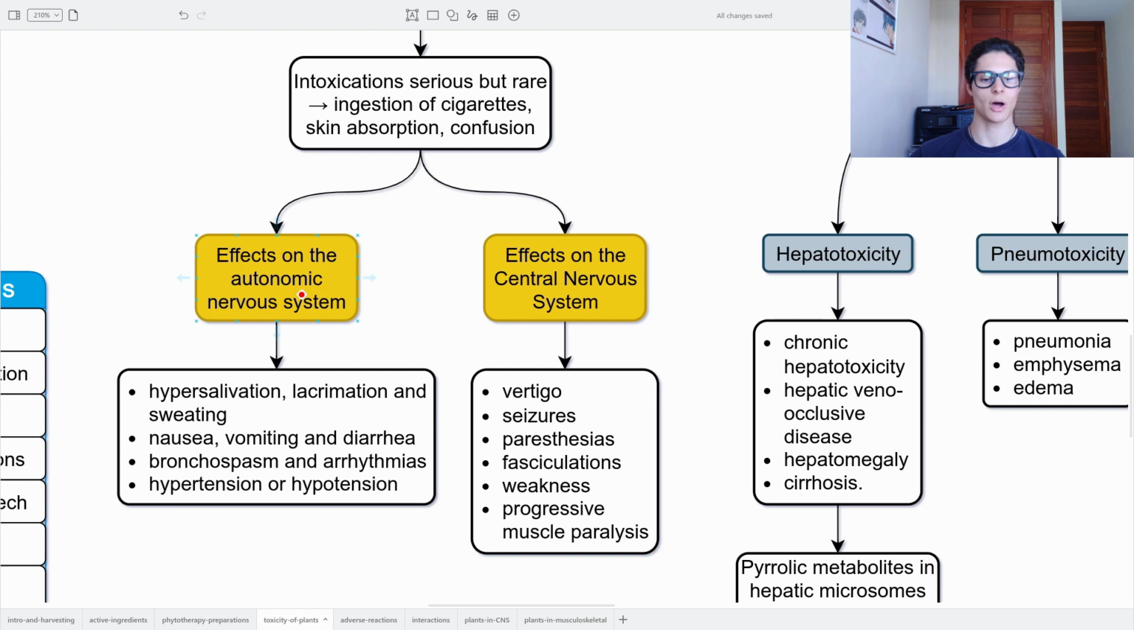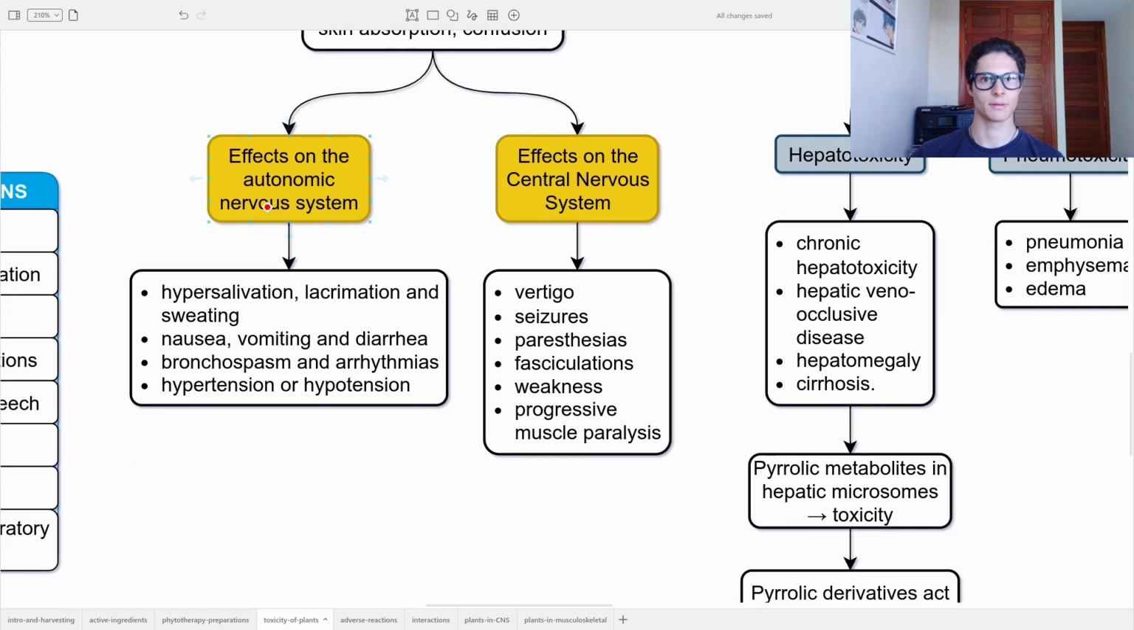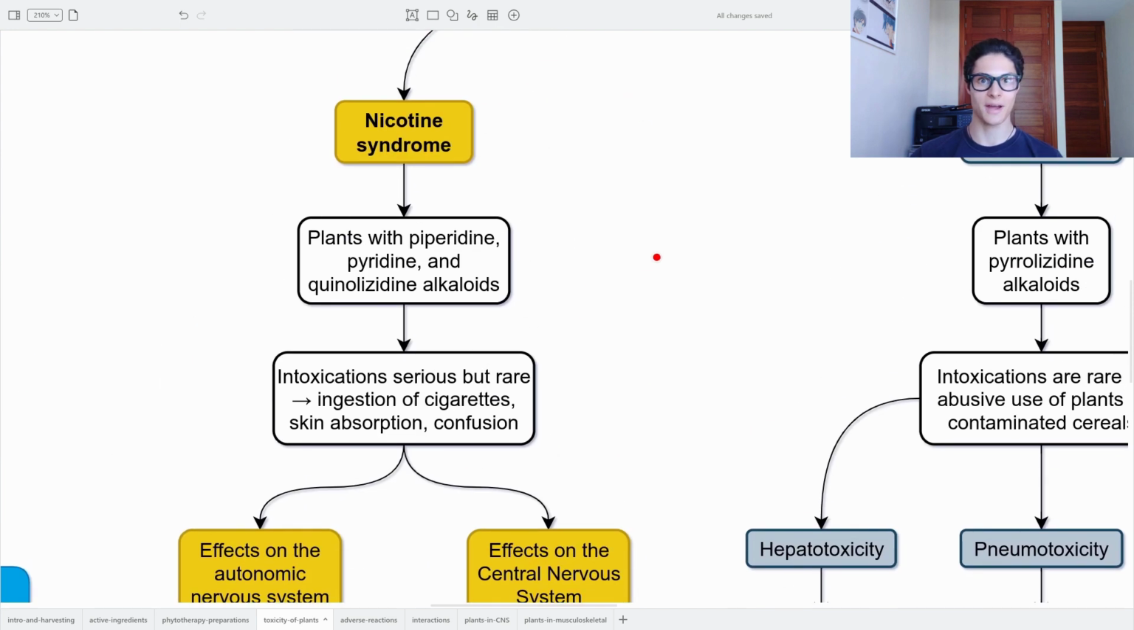The effects on the autonomic nervous system, so this is sympathetic and parasympathetic. We have hypersalivation, lacrimation and sweating, nausea, vomiting and diarrhea, bronchospasms and arrhythmias, as well as hypertension and maybe hypotension, depending on whether they are acting on the sympathetic or parasympathetic. And the effects on the central nervous system: vertigo, seizures, paresthesias, fasciculations, weakness, and progressive muscle paralysis. As you can see, alkaloids are very, very toxic.